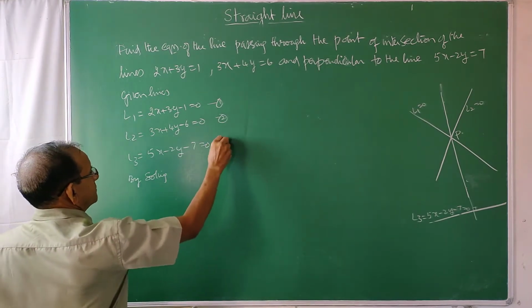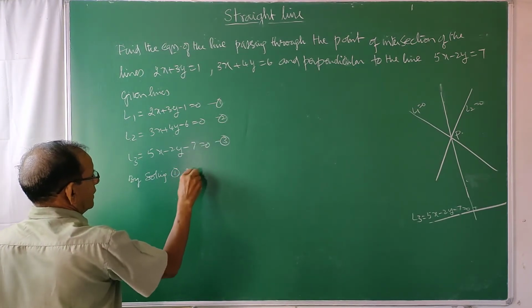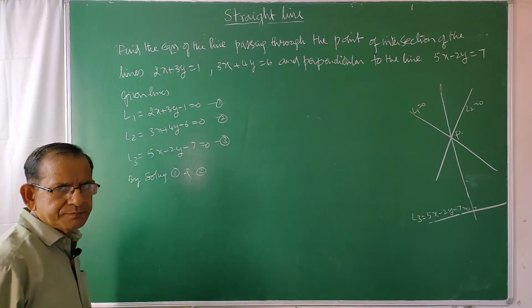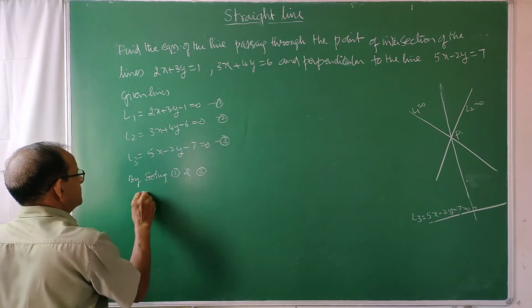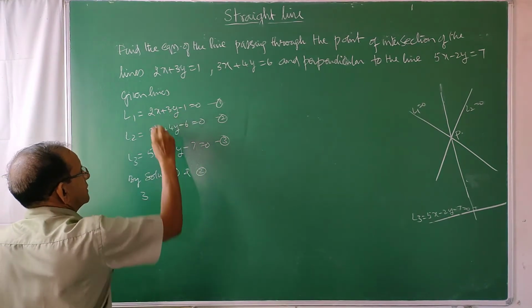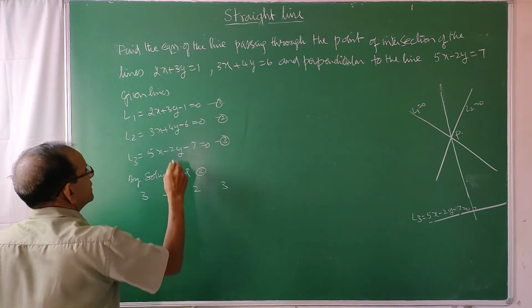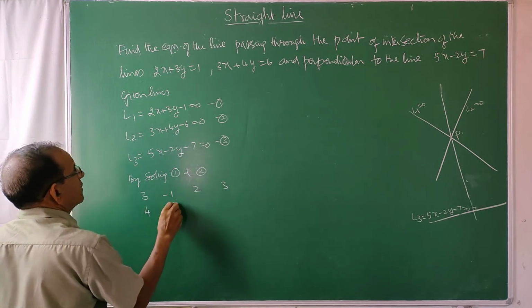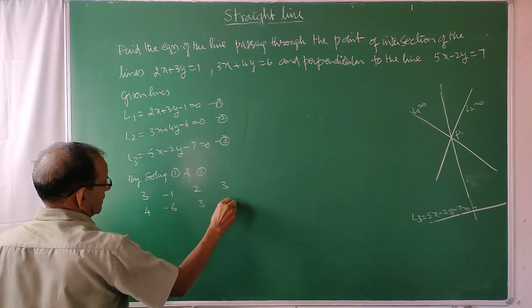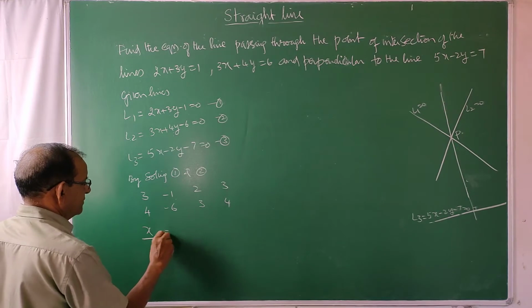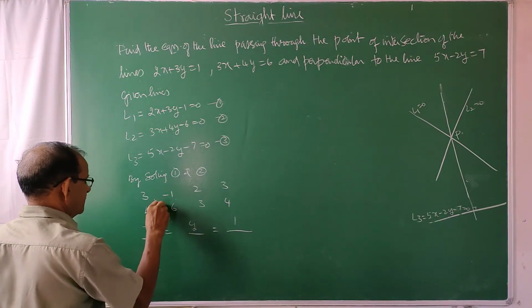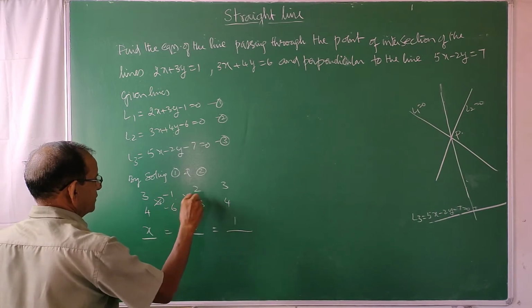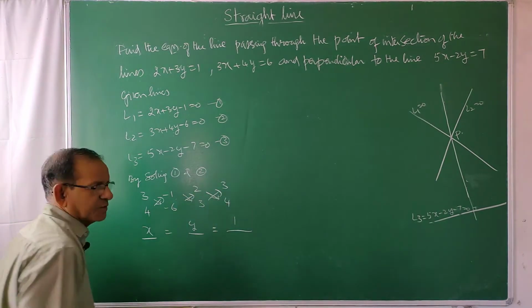This is 3, 1 and 2, by using cross multiplication. 3 minus 1, 2, again 3, 4 minus 6, 3, again 4, x by y by 1 by this product minus this product, this product minus this product, and this product minus this product.